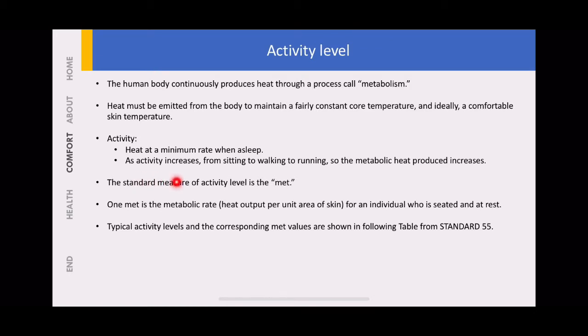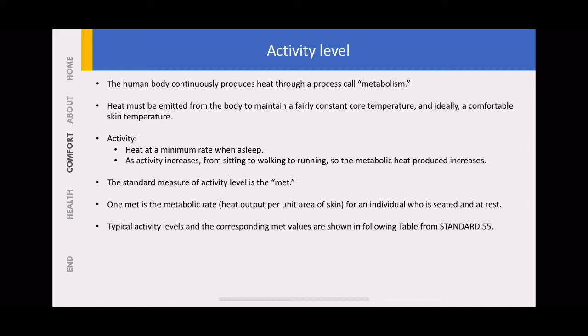So this standard is called MET. 1 MET is the metabolic rate or heat output per unit area of skin for an individual who is seated and at rest. So how much heat is produced and released from your body must be sucked out by the aircon system and pushed out from the room. Then you will feel comfortable.